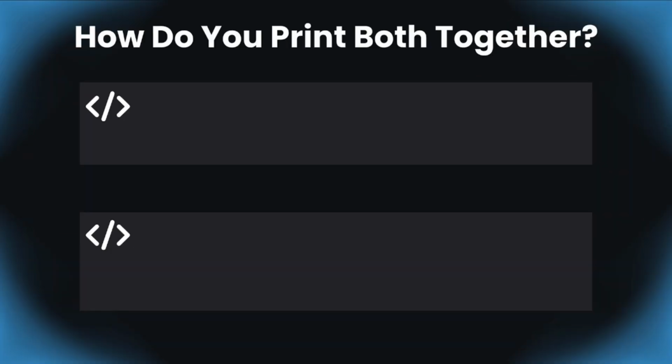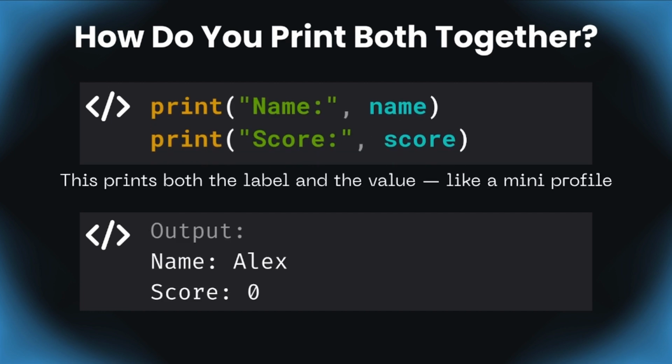Now, what if you want to show both, like name and Alex together? You use a comma inside the print function like this. Python prints both the string name and the value of the variable name. The comma separates them. Same for score. Now it feels like a mini profile.